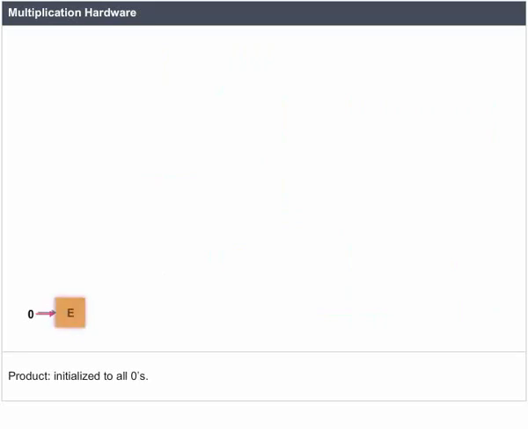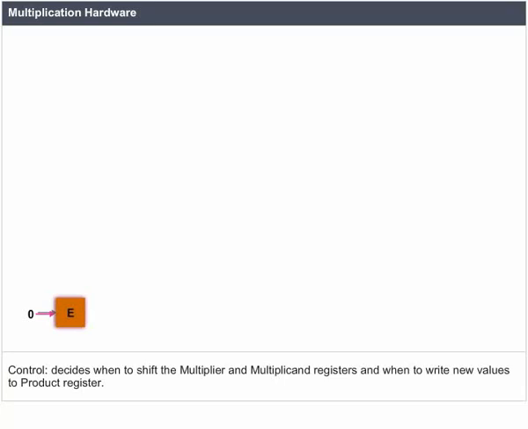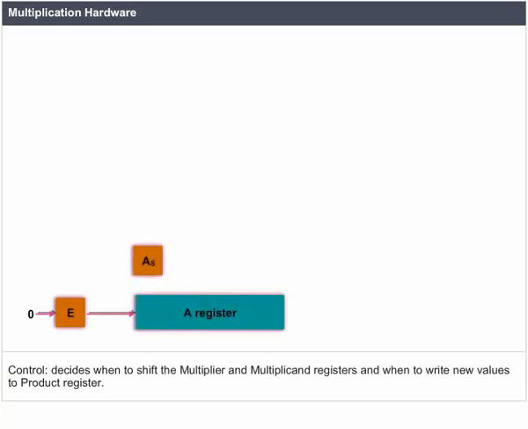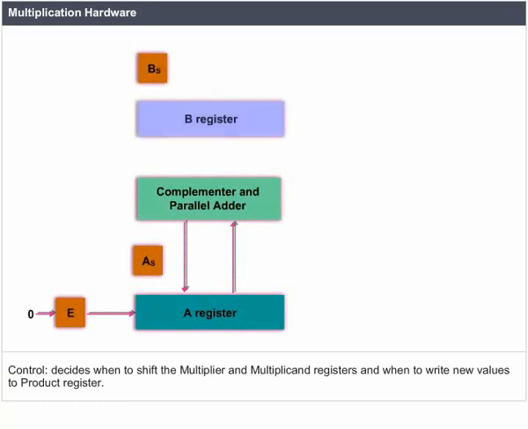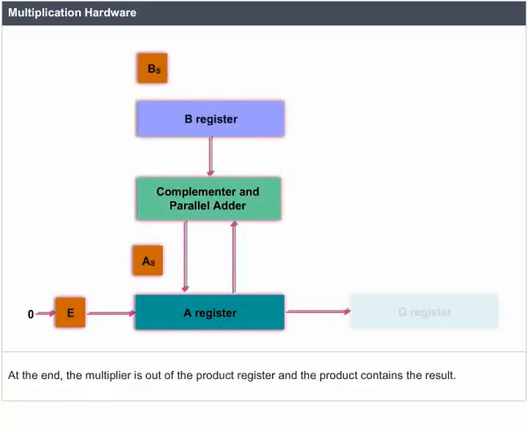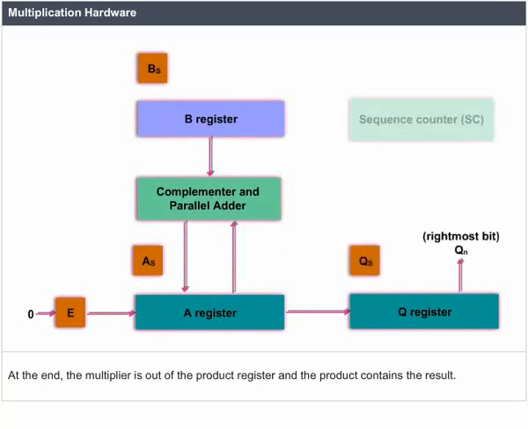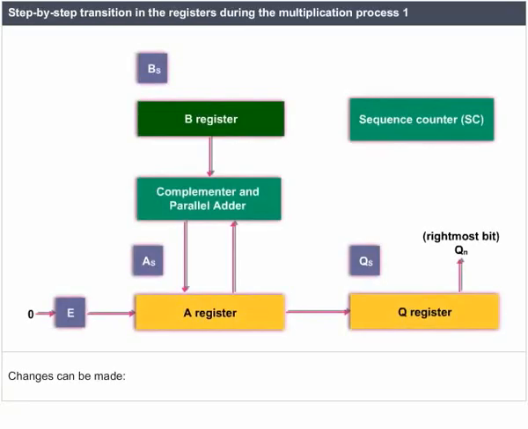Multiplication hardware. Product is initialized to all zeros. Control decides when to shift the multiplier and multiplicand registers and when to write new values to the product register. At the end, the multiplier is out of the product register and the product contains the result. Step-by-step transition in the registers during the multiplication process 1.